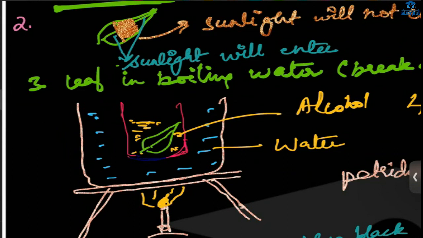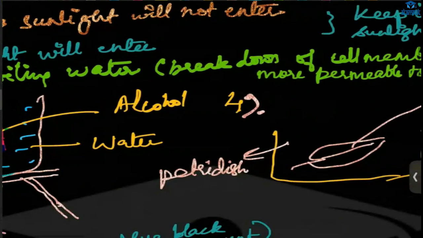Why are we not putting the alcohol and water together? Because alcohol is highly inflammable, that means it catches fire quickly. So we have to boil this leaf in alcohol, and we put the water here. Alcohol we can't boil directly because it is highly inflammable. That's why we are using water. When we heat, this water will boil, and this beaker will also boil, so the alcohol will boil and the leaf will also boil. The leaf will get decolorized.